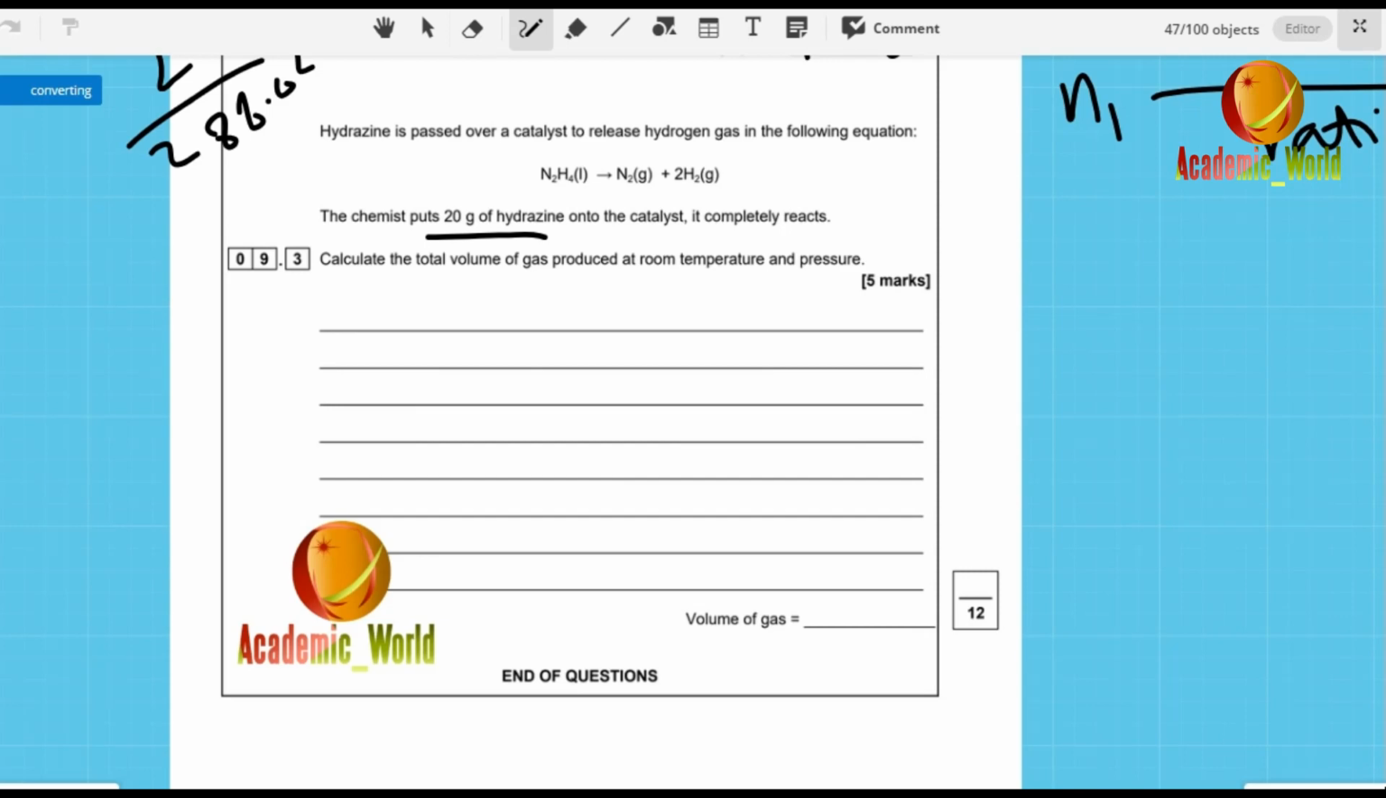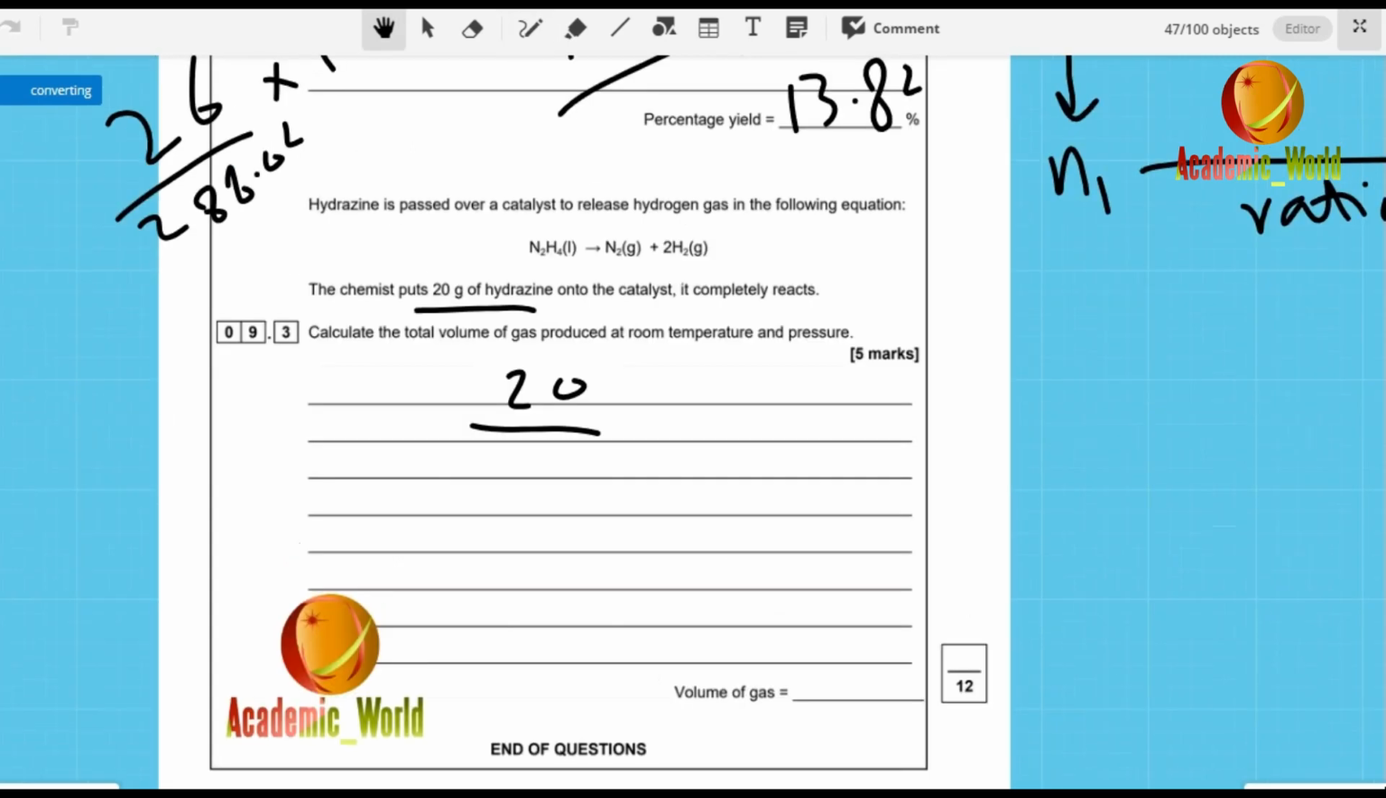and first of all you can find the moles. So mole is equal to the mass divided by molar mass. We already found that the molar mass is 32.05. Let's suppose I'm going to take 32, so that is equal to 20 divided by 32, that is 0.6248. So these are the moles.